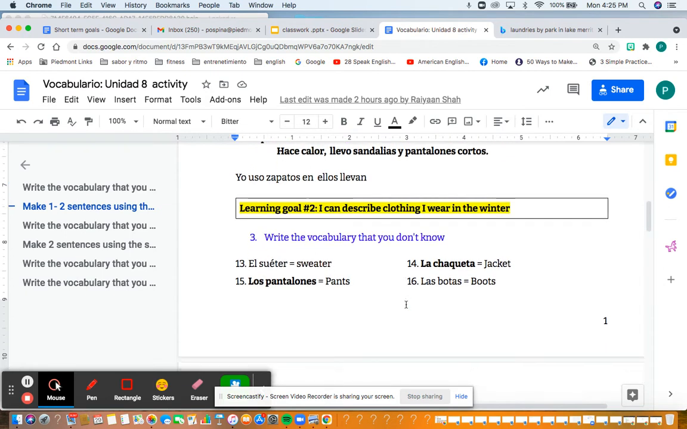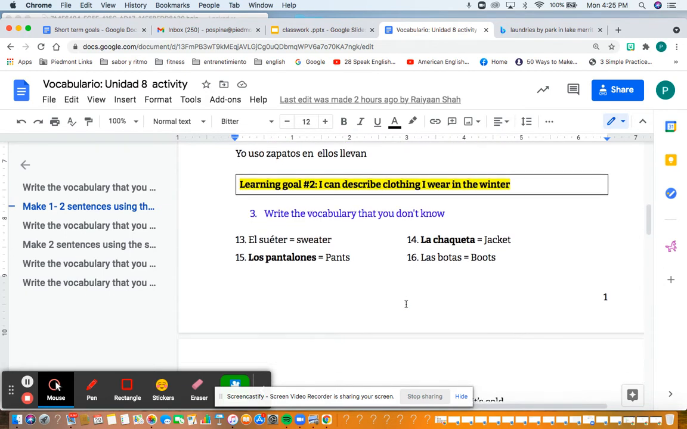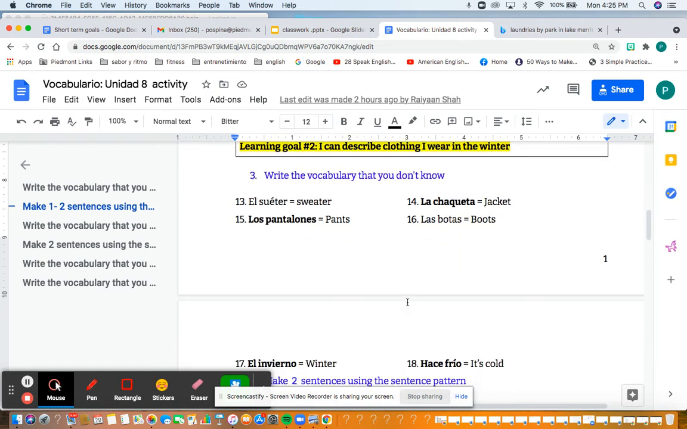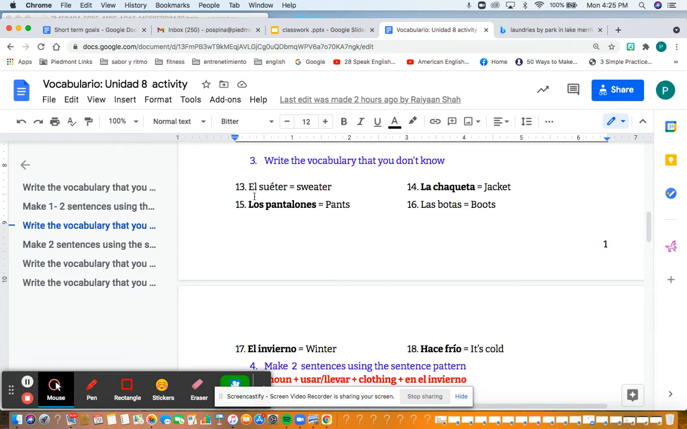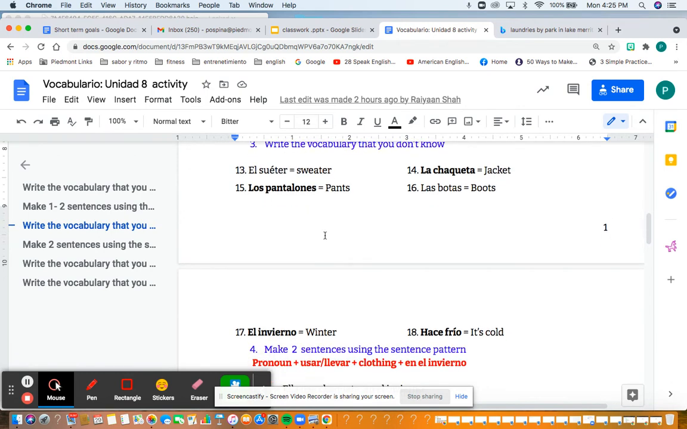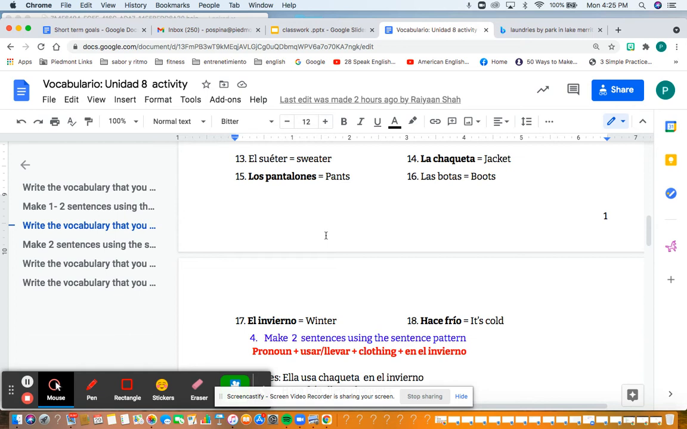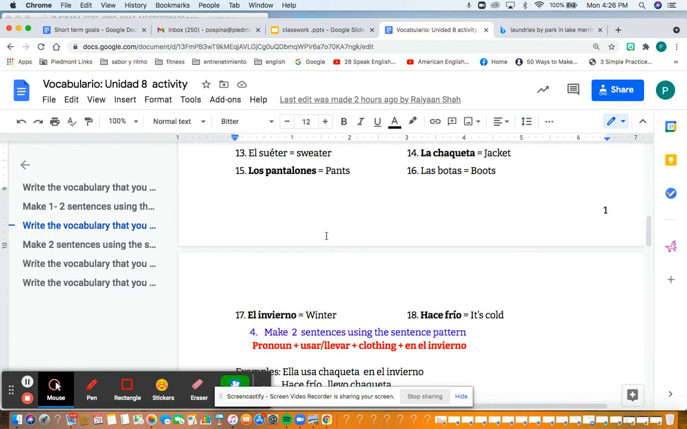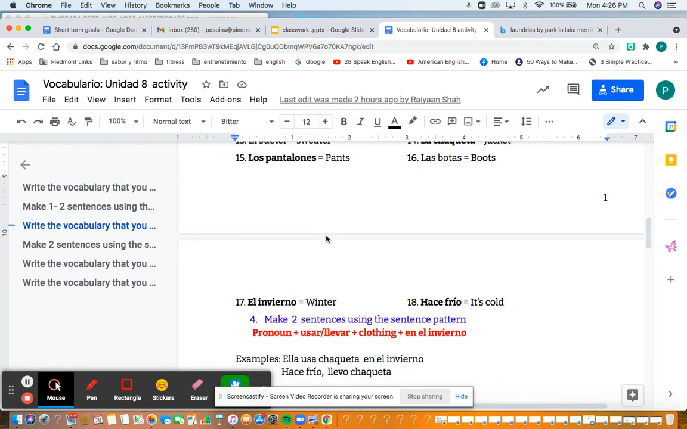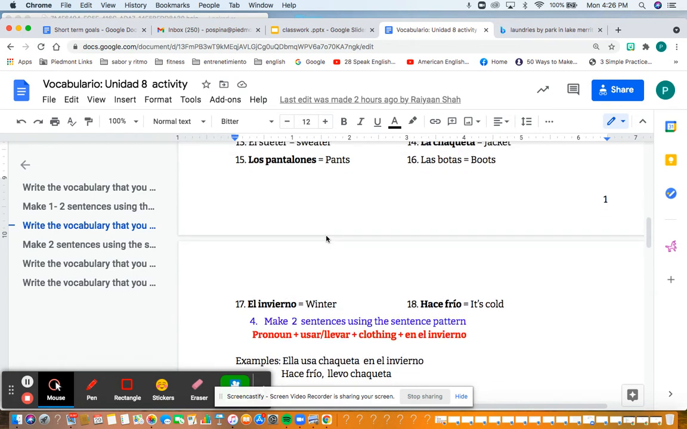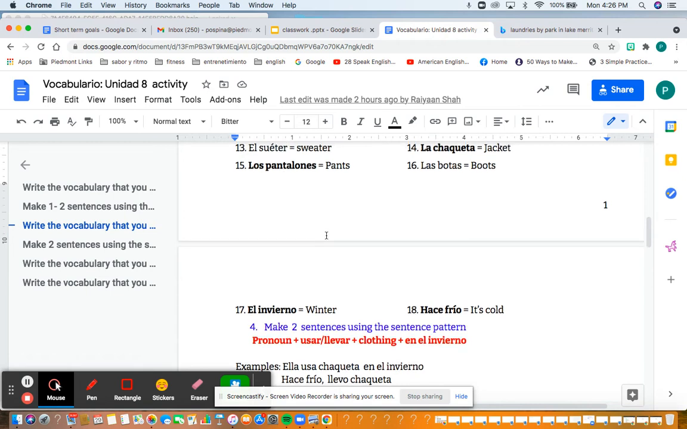The next one is kind of the same, but in this case the learning goal is that you can describe clothing that you wear in the winter. So we have some vocab here. Go ahead and write down some of this vocab, and then make some sentences. You have the same pattern, it's just that now it's in the winter. The example here: ella usa chaqueta en el invierno, hace frío, llevo chaqueta.